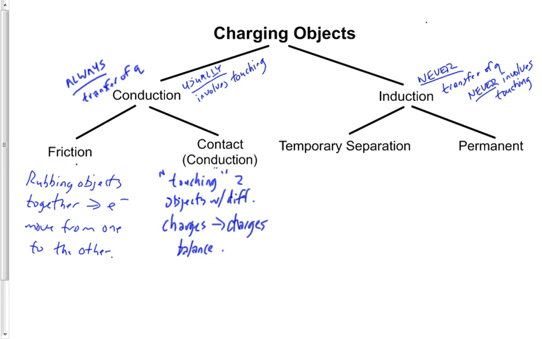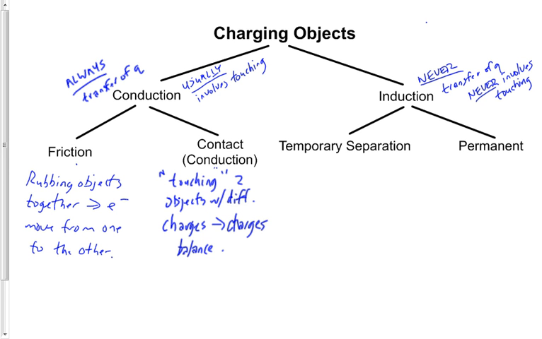Charging by induction, which never involves a transfer of charge, never involves touching, does involve two subcategories. One's called a temporary separation of charge. The other's called a permanent. So you can induce a temporary separation of charge, and you can induce a permanent charge. What do each of those mean?